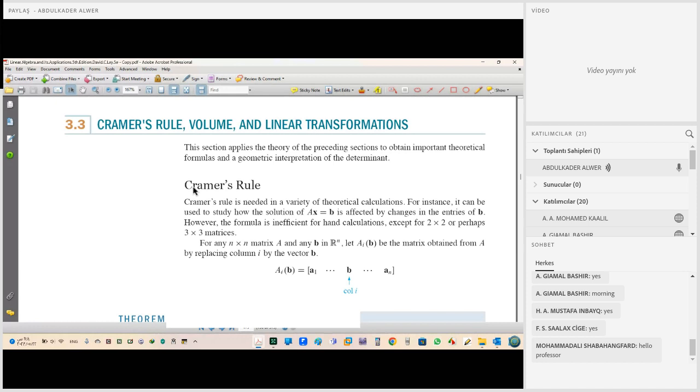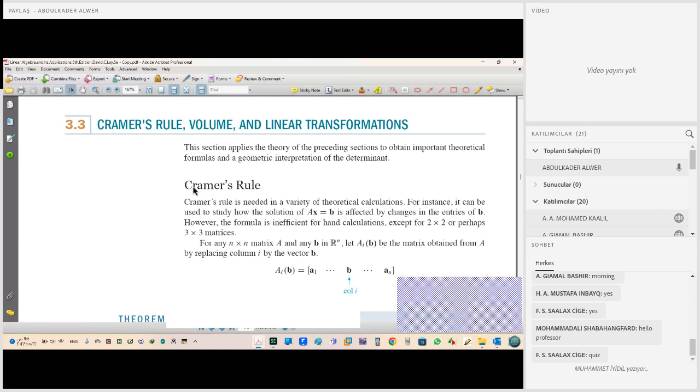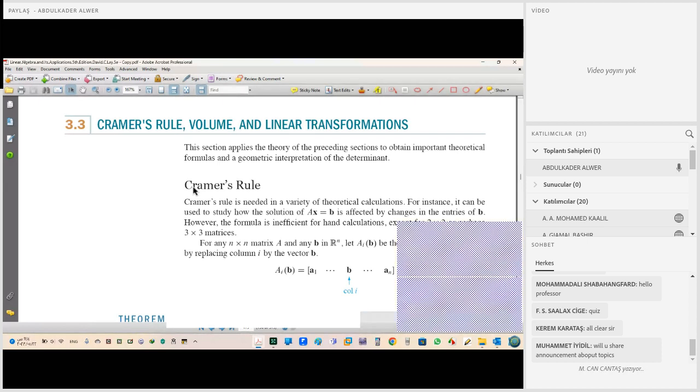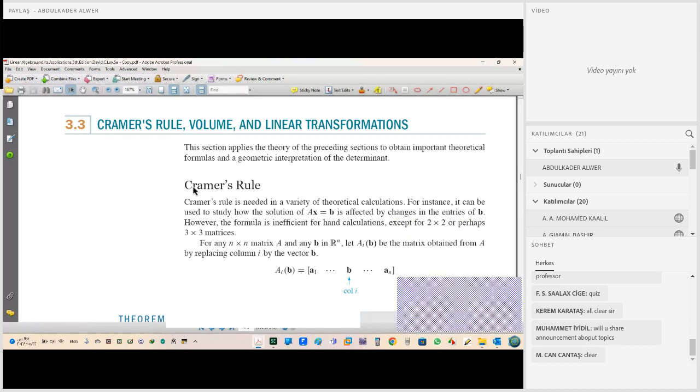Any question for this before starting? Do you have any question for the final exam topics? No, we don't have any quiz. The first quiz will be 20, the midterm will be 20, and the final exam will be 60. Is it clear? I will write this as an announcement in the system. Any question for this?